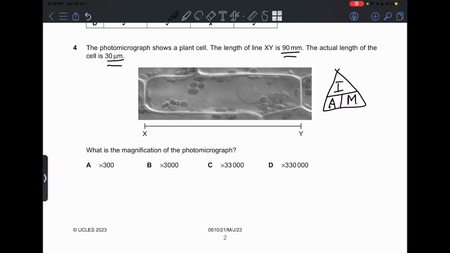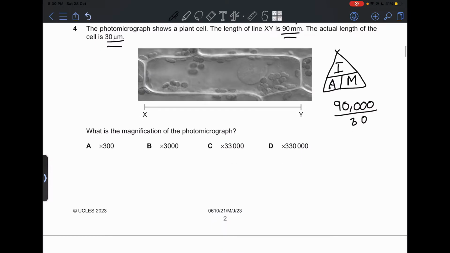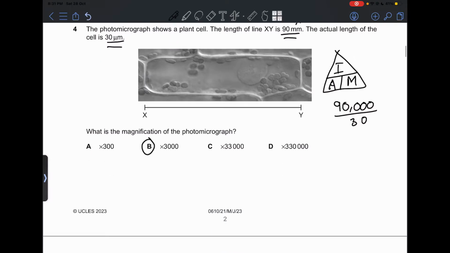So we have to first change the millimeters to the micrometers by multiplying by 1000. This is going to give us 90,000, and we're going to divide the 90,000 over 30. We are doing this step so we can make both of the units the same units. You can also convert the micrometers to millimeters if you want, but I recommend, and it's much easier, to convert from millimeters to micrometers. We're going to be dividing those numbers together and they're going to give us 3,000, so our answer is going to be B.